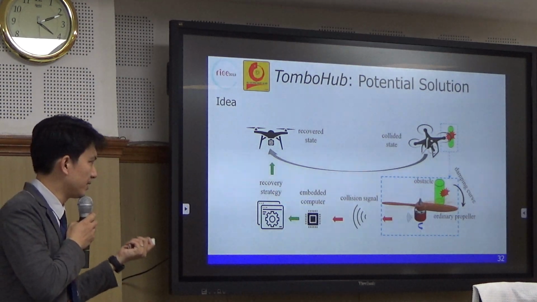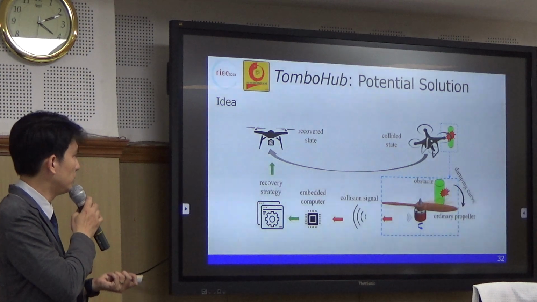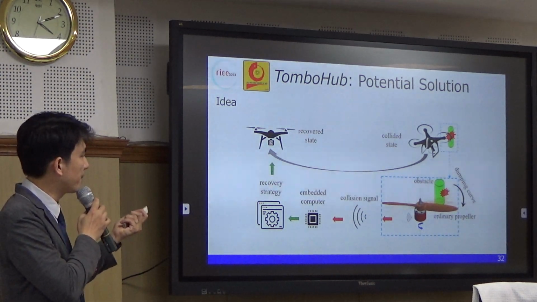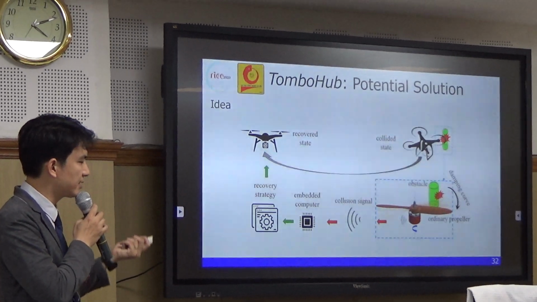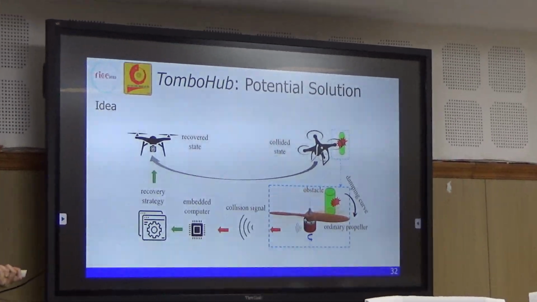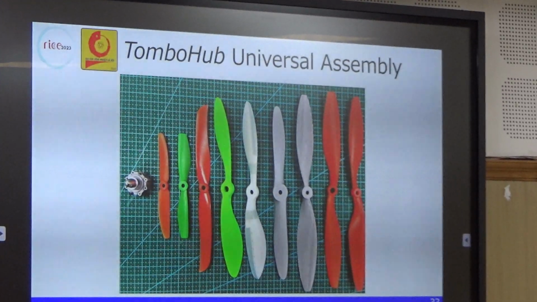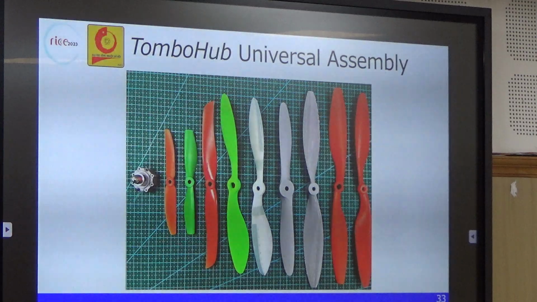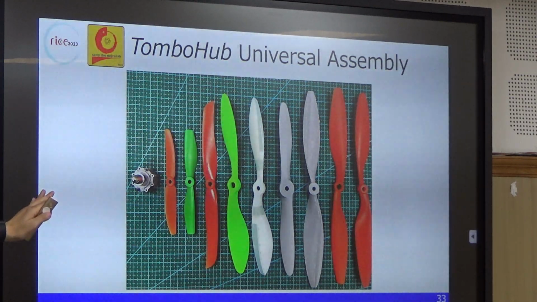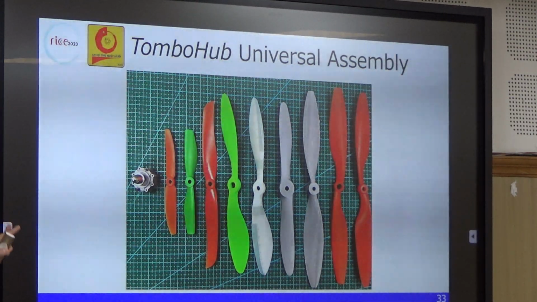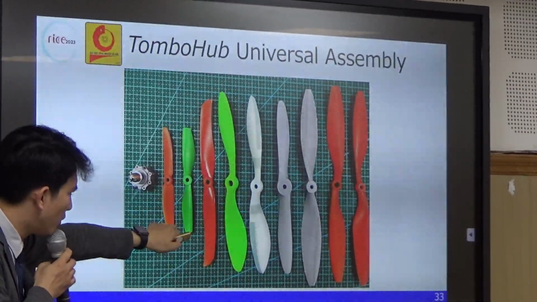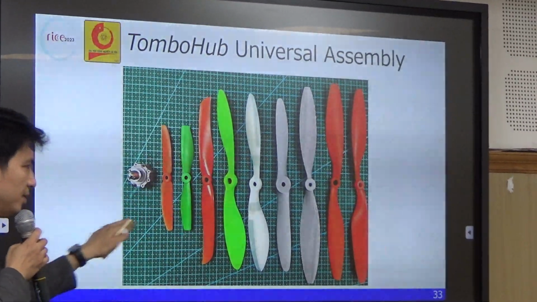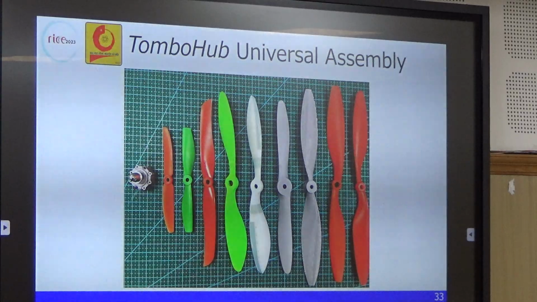This is an idea of another thing that I call the turbo hub. This turbo hub can detect the collision and can reduce the fall. And until now, I have created a hub that can work with almost every normal propeller. The thing here is that you can use a normal propeller with this hub. So it means that you can buy a commercial propeller and use my hub to work.